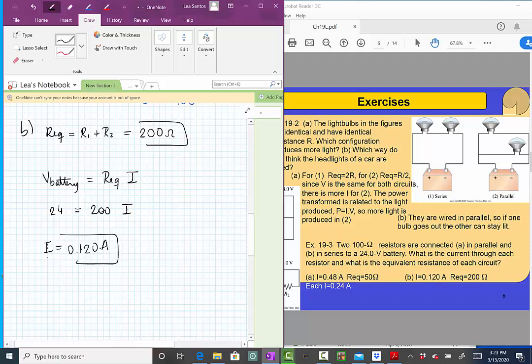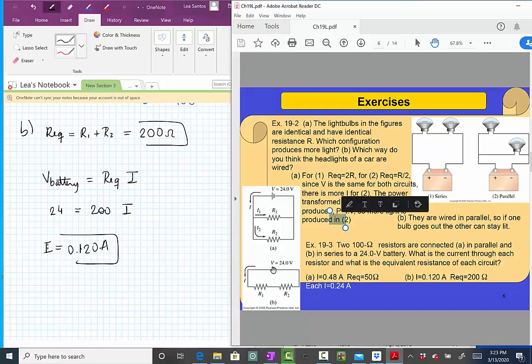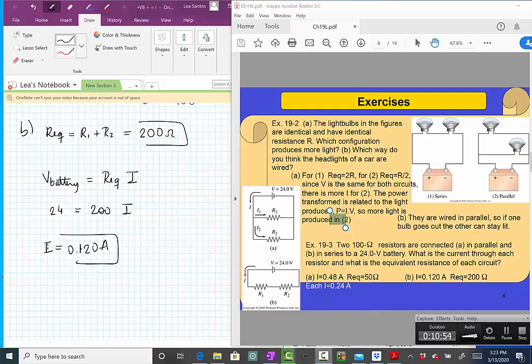This is the current that is being drawn from the battery, and it's the same current that is going to go through resistor R1 and the same one that is going to go through resistor R2. So we are done. We don't have anything else to do to this problem. Okay, so that's the end of this problem.